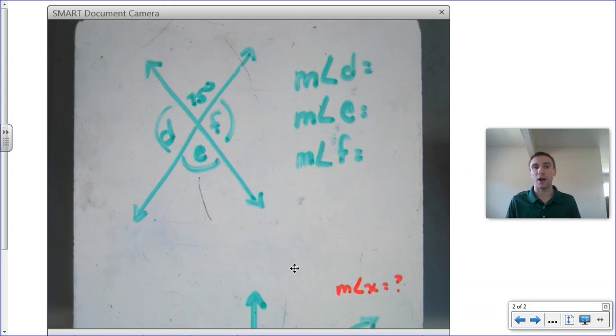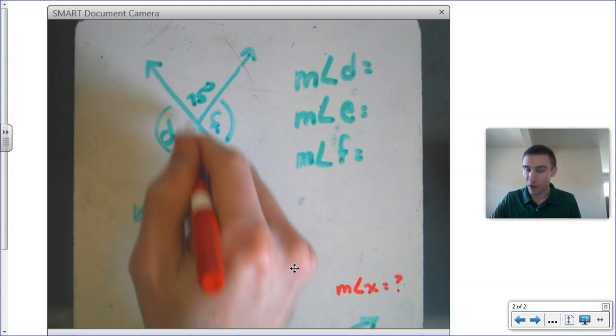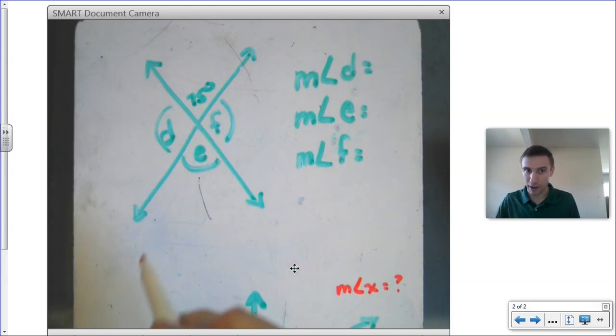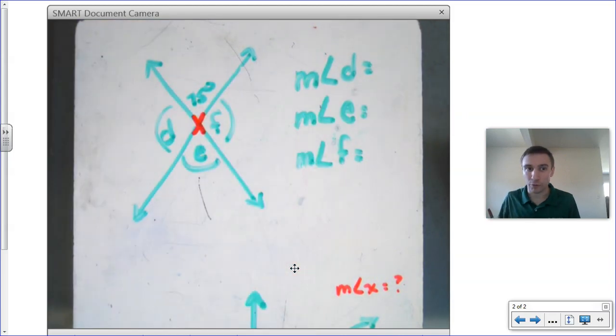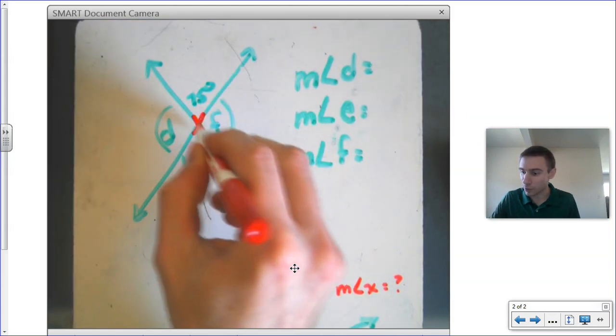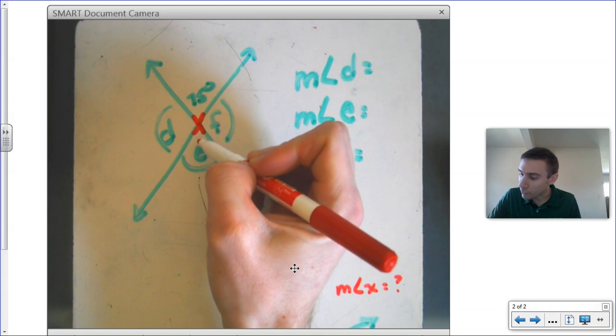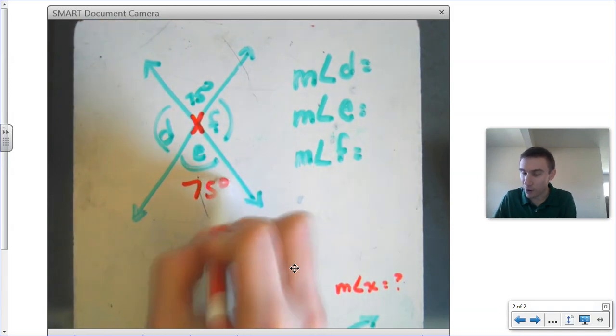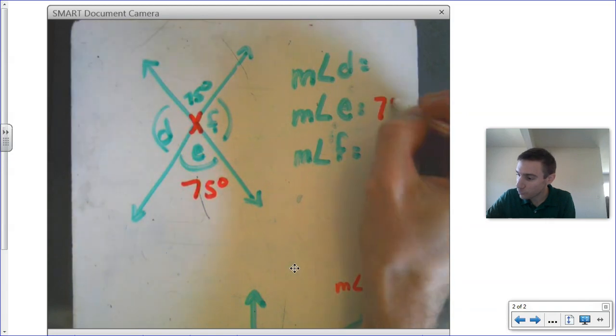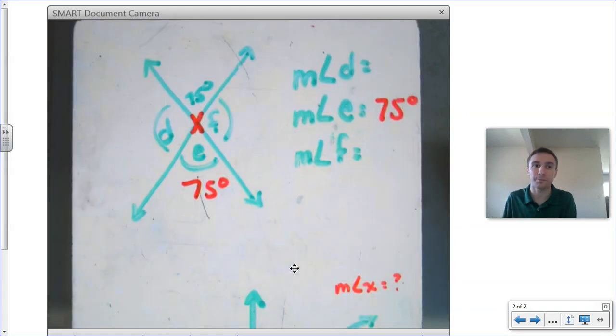I can find one of these angles right away without having to do any math. Which angle is that going to be? That's going to be angle E, because it's vertical, it's opposite the 75 over here. So they're formed by these angles right here. We see how there's that intersection point right here? So I was able to find that E is also going to be 75 degrees. So the measure of angle E is 75.